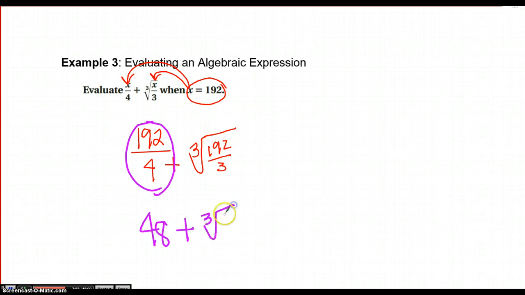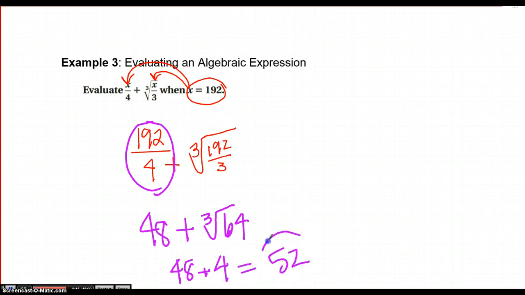So I want the cube root of 64. Now the reason I didn't split these is because I know there's no cube root of 3 that's a perfect number. So then I chose to divide them and see if that worked better for me, and it did. So the cube root of 64 is 4, so I have 48 plus 4, which gives me 52 as my final answer. These are pretty easy if you remember to plug them in and evaluate.